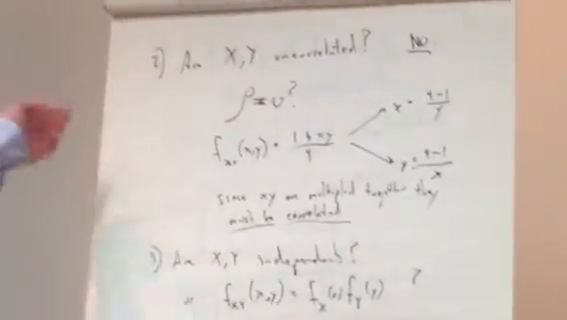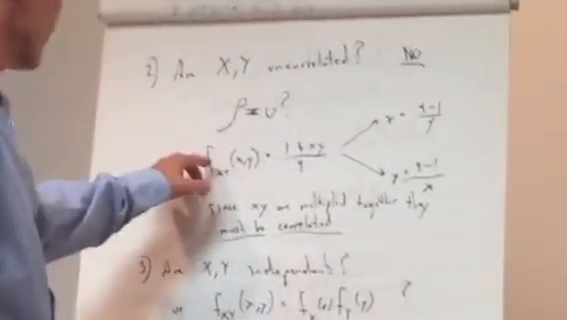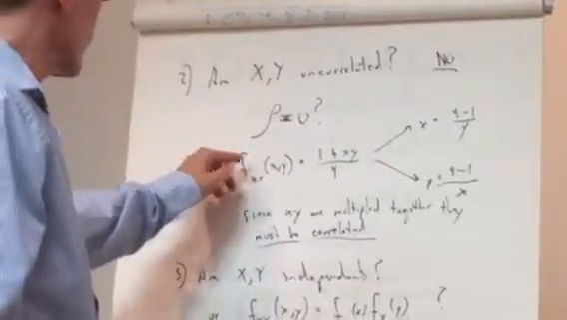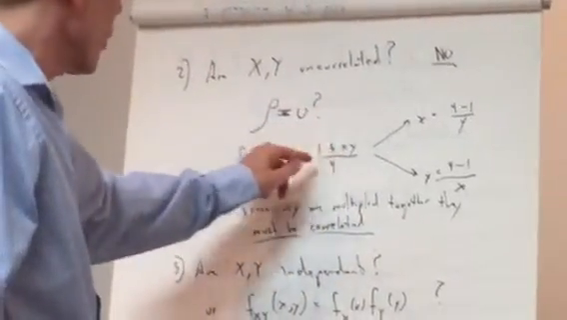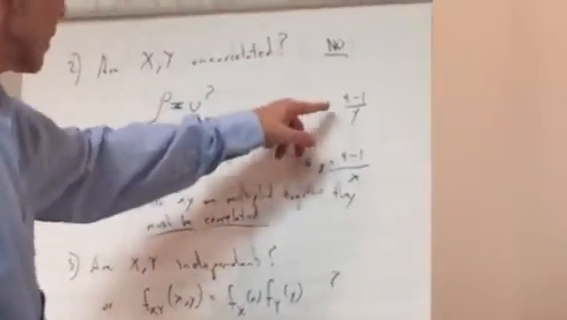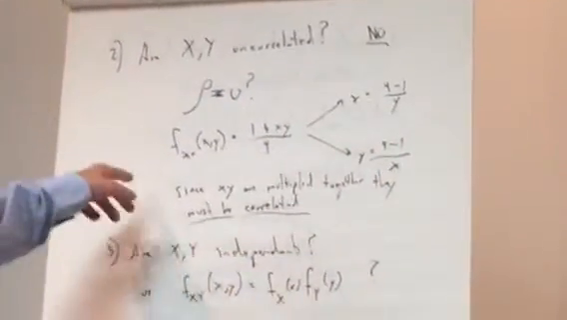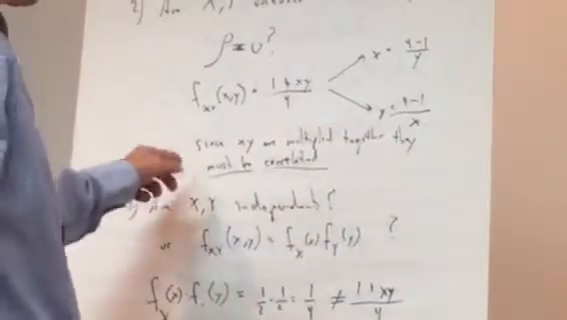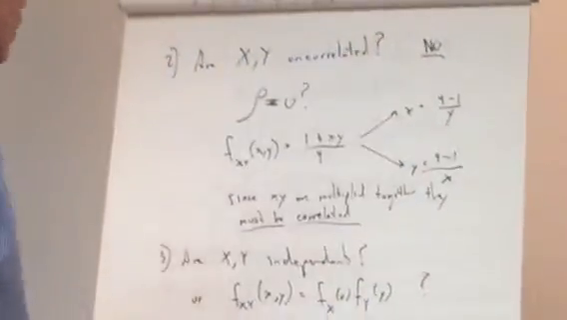And what we see from the density function is that we have (1 plus xy) over 4. We could solve for the means of x and y, but more importantly, since x and y are multiplied together, they must be correlated. So the answer to the question is no.